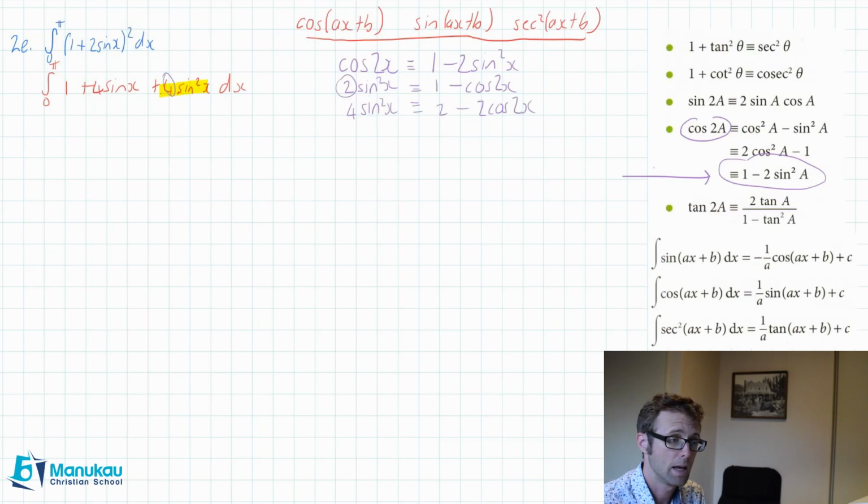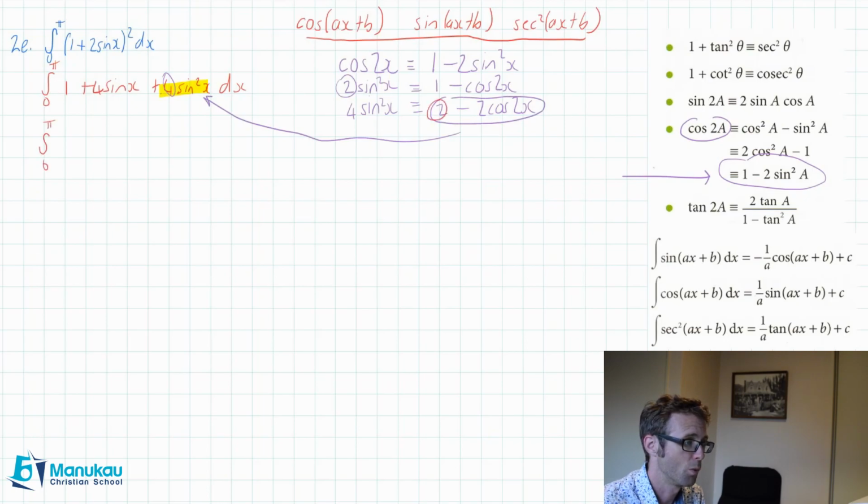Okay, and now we are able to simply take this and shove it there. Now when we do that, our next line will look like this. I can add this 2 to the 1 that I've already got here, so I'll end up with 3. 4 sine x will stay the same, and I'll have minus 2 cosine 2x here, dx.